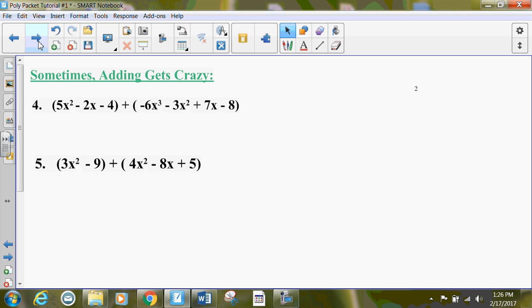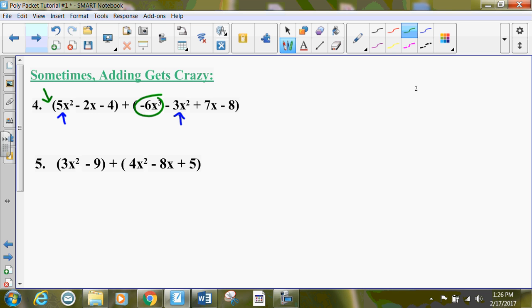So what looks different about these two polynomials? Well, first of all, I see that I have a 5x squared here, and I have a -3x squared here, but surprisingly, I've got this extra term here. I don't have an x cubed term here. Now, for some people, that's no big deal.